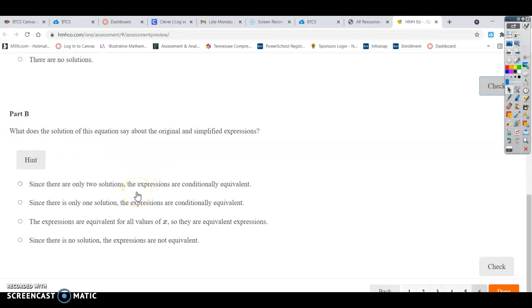All right, so what does the solution of this equation say about the original and the simplified expressions? Since there is only one solution, the expressions are equivalent for all values of x, so they are equivalent expressions. That's the one we want.